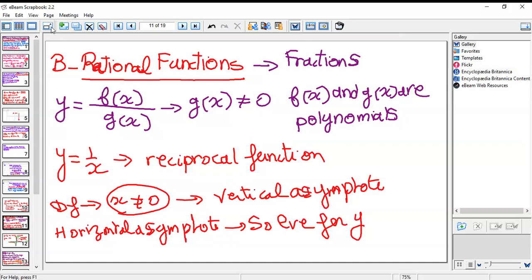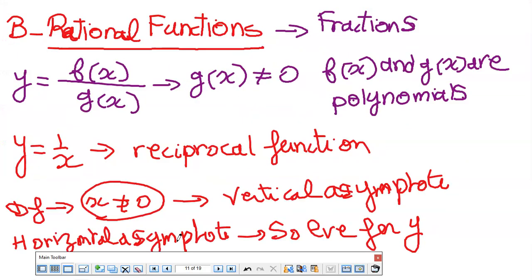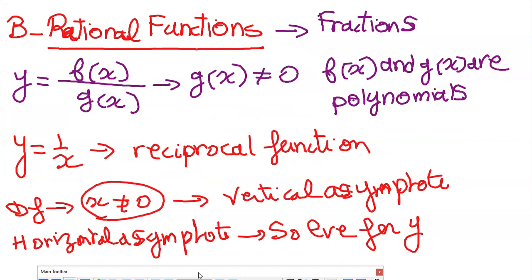Part B, we are talking about rational functions. What does it mean, rational functions? When we talk about rational functions, it means the fractions. I have a fraction as a function and I need to draw it. We will start first with the simple functions, and then later on we'll move to some more complicated functions.